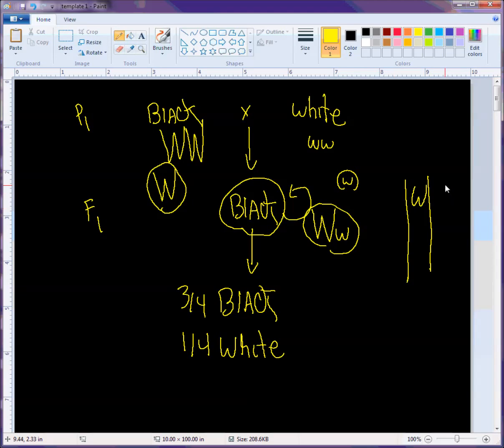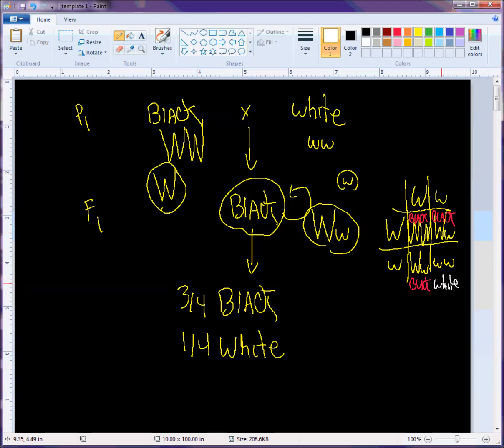So these guinea pigs in F1 can make two types of gametes, one with a big W and one with a little w. And so we can just map those out. Two big W's, big W, little w, big W, little w, two little w's, and we have a phenotypic ratio of 3. So these 3 up here are going to be black, black, and black, because they all have at least one big W, and this one right here is going to be white because it doesn't have a big W.